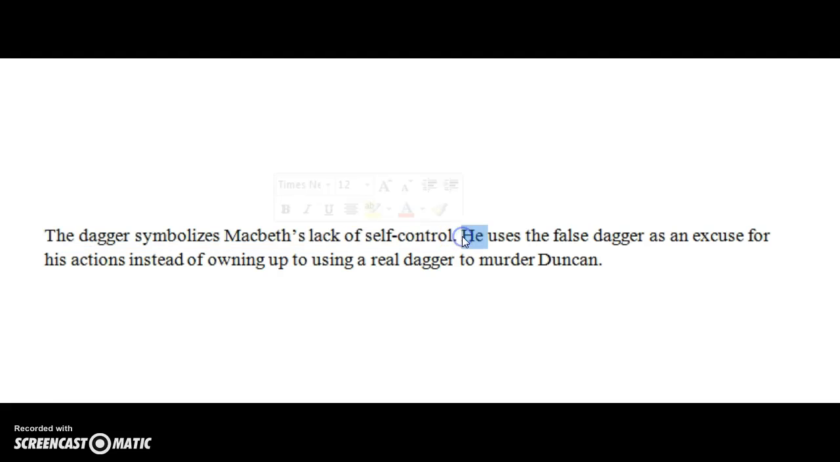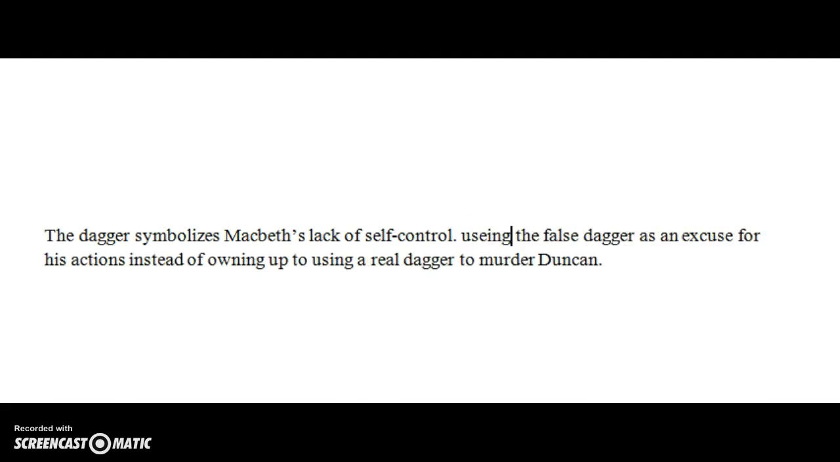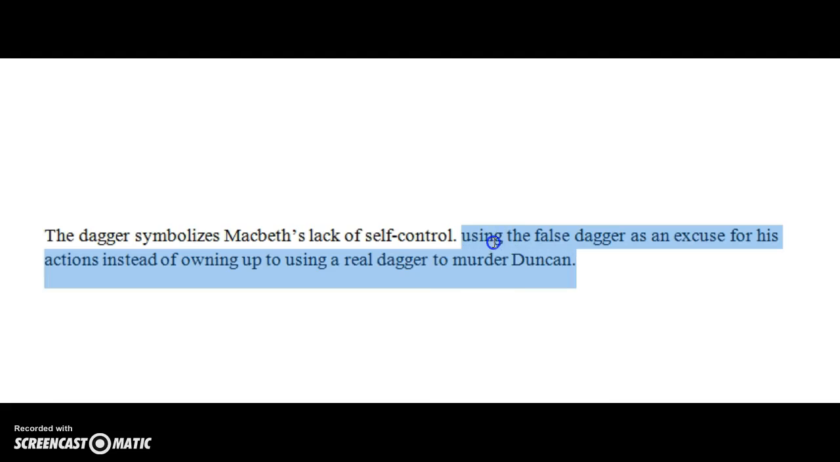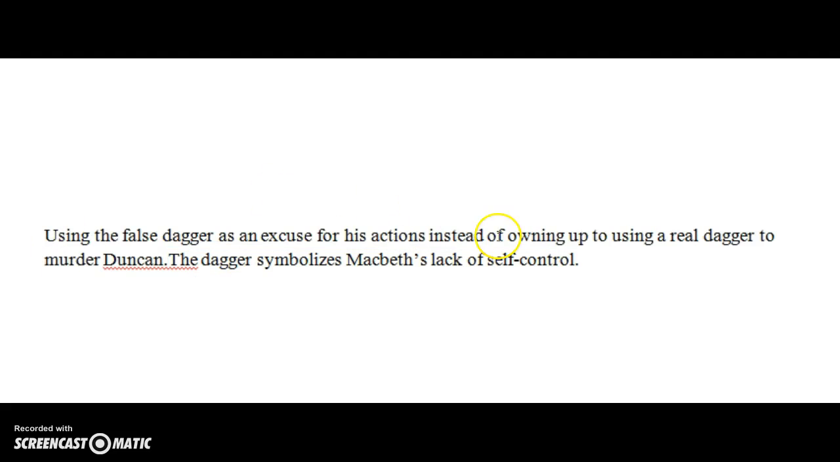You could also do this. Delete another word. Change uses to using and move this entire set of words to the beginning. How about that? Is that more powerful? I would say yes.